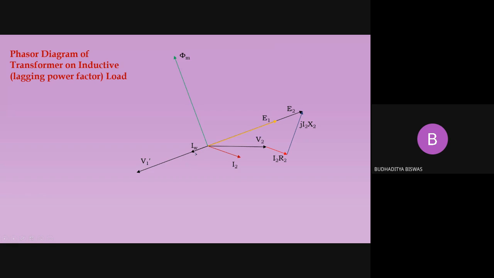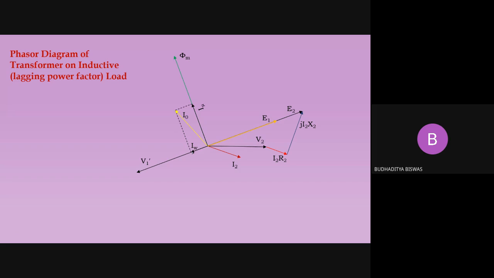IW is the wattful component of the no load current, which is in the same phase as the applied voltage. I mu produces the phi, so I mu and phi should be on the same axis. And if you take the summation of I mu and IW, we will get I0. This is the no load component of the current.